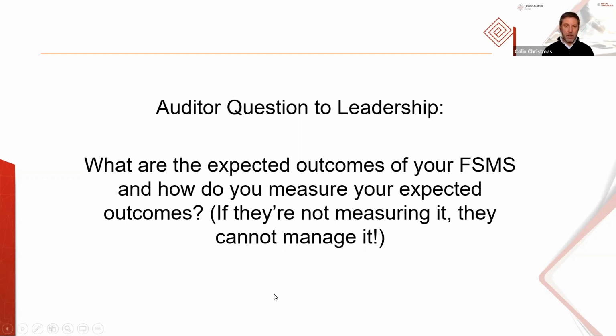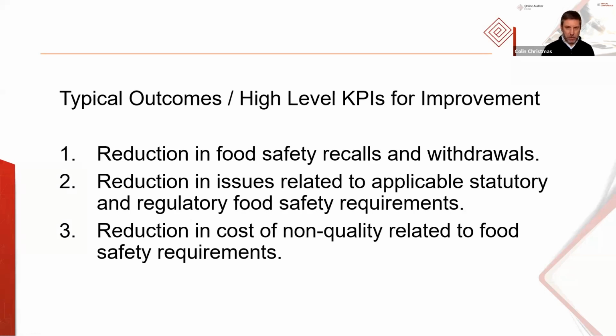So spend some time looking at understanding how the leadership perceive their food safety management system, what they expect from that system. Good examples for management is to say some high-level measures. They expect a reduction in food safety recalls and withdrawals. Leadership expect a reduction in issues related to applicable statutory regulatory food safety requirements. It could be that the leadership expect a reduction in cost of non-quality issues related to food safety requirements.